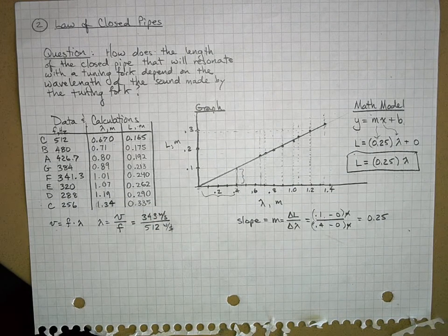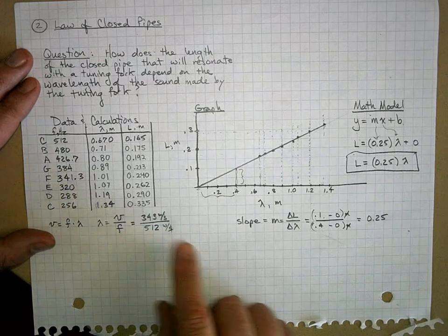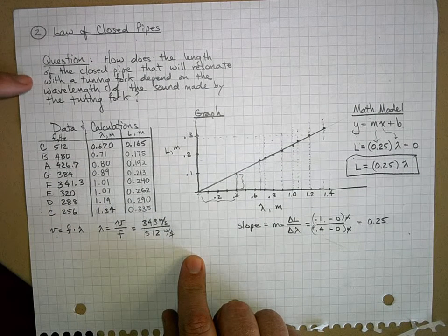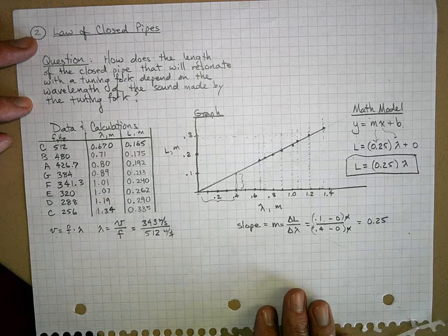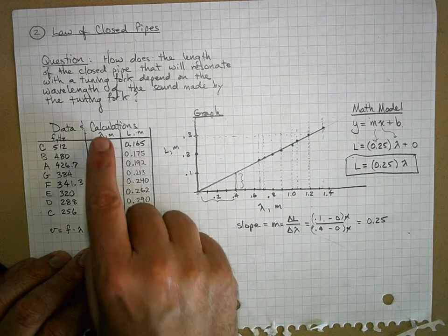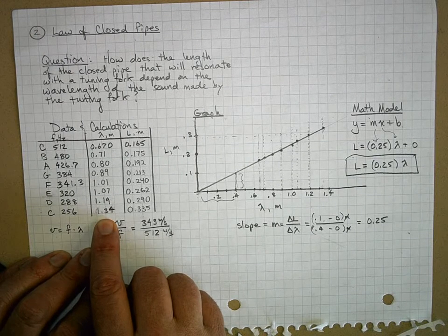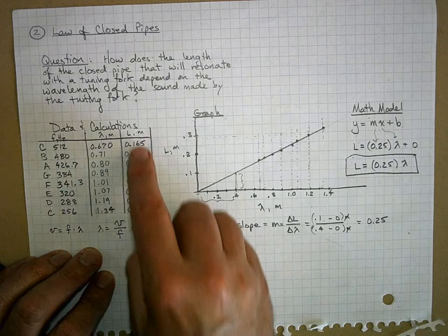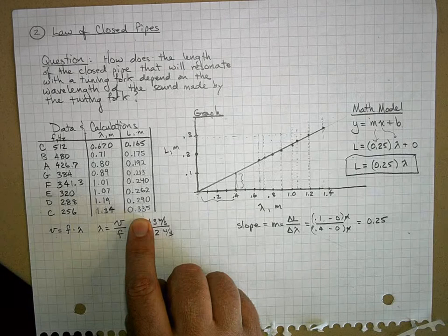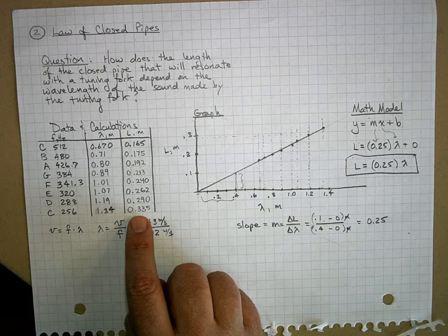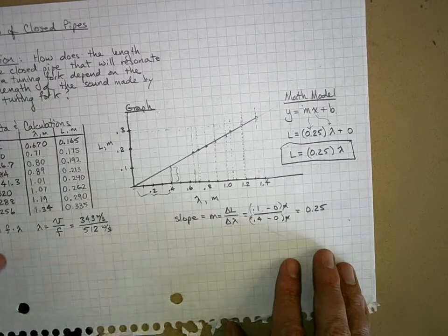Okay, now we took these data and we graphed, because here's the question. We want to know, how does the length of a closed pipe that will resonate with a tuning fork depend on the wavelength of the sound made by the tuning fork? It's kind of an awkward question, but that's what we're trying to answer. And so we calculated these wavelengths based on our known speed of sound. And then we actually experimentally measured the length of closed pipe that will resonate with these tuning forks. These are all in meters. And then we graphed them.